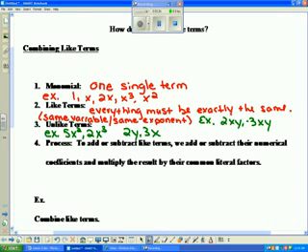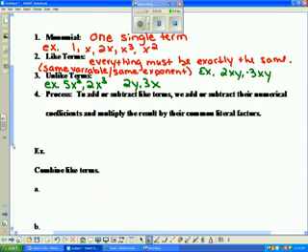All right, so our process. We're going to add or subtract like terms. We add or subtract their numerical coefficients. Coefficient is the number that sits out front. 5, 2, 2, 3, those are coefficients. Okay? And then we keep their factors. So we keep the variables the same, the letters. Okay?